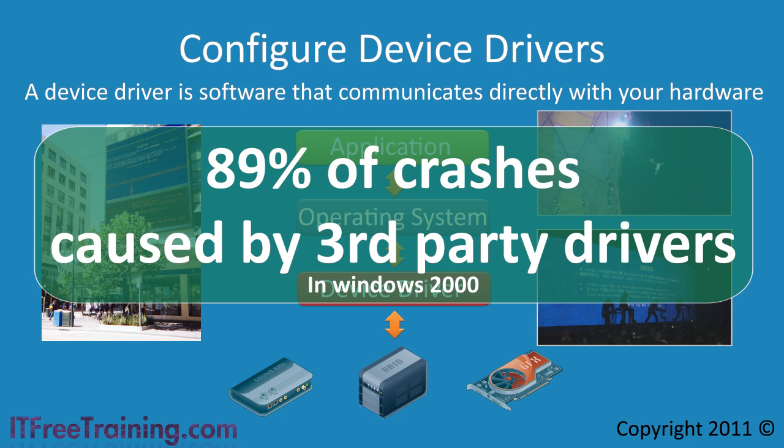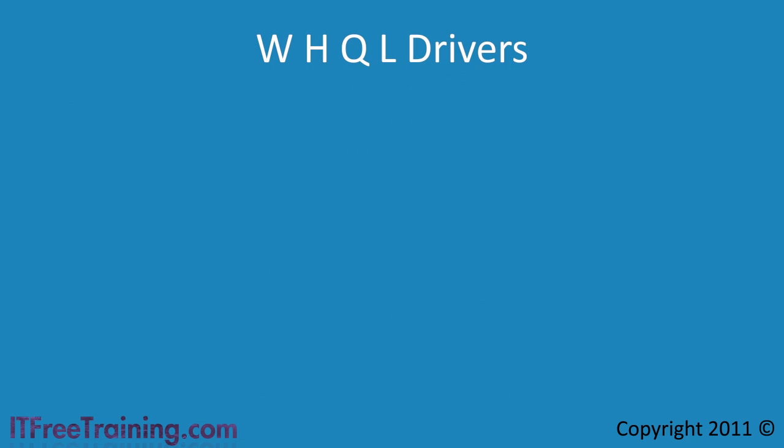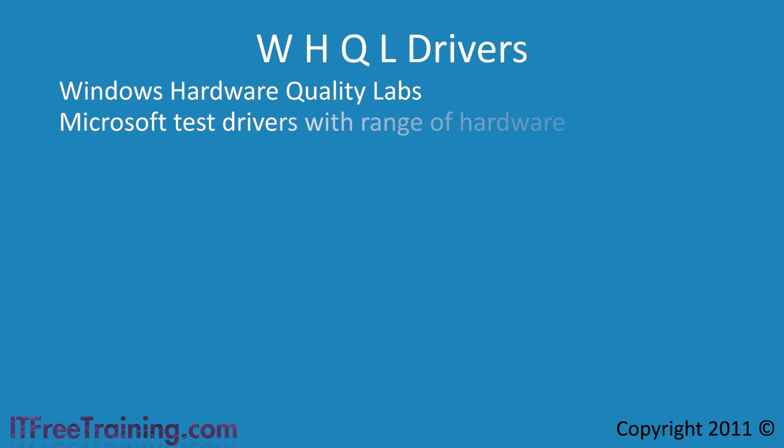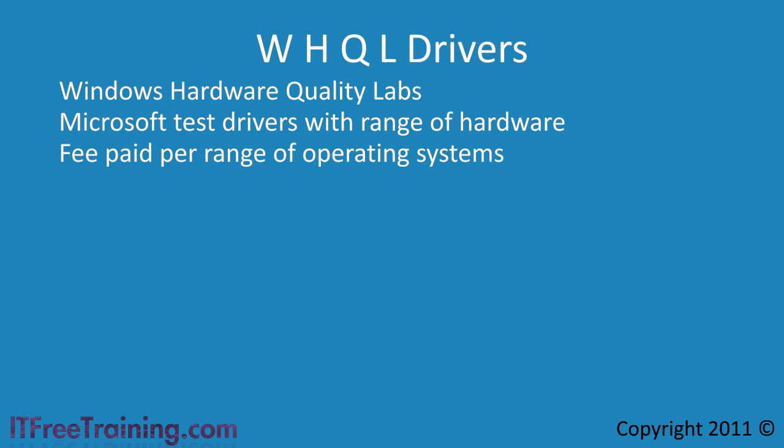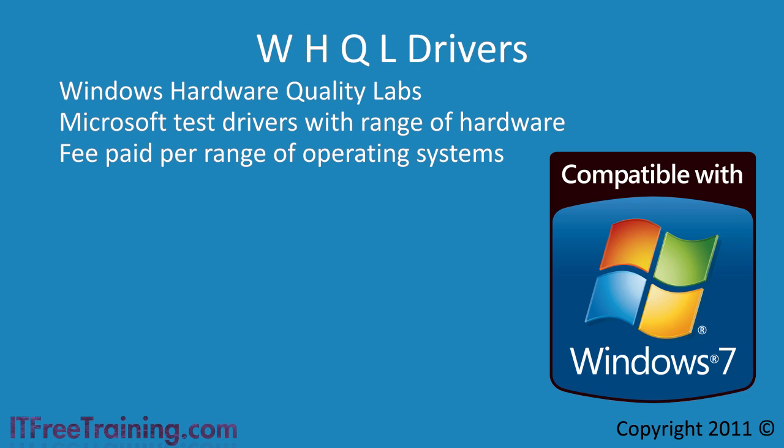In order for Windows to become more reliable, something had to be done to make the device drivers more reliable. One change that Microsoft introduced is WHQL drivers. WHQL, or Windows Hardware Quality Labs, is a process Microsoft runs on third-party device drivers. For a few $100s, Microsoft will test a third-party device driver with a range of hardware for one particular range of Windows operating systems. Device drivers that have gone through the WHQL process can display the logo compatible with Windows 7.